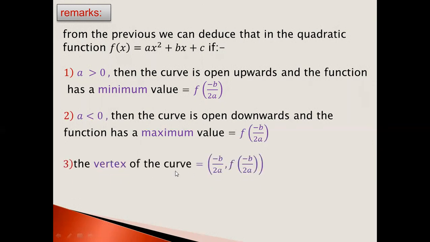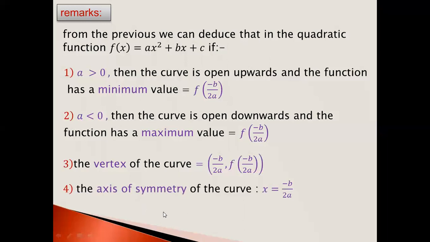And the vertex point, we can find it without using the graph, but using this rule. The first projection, negative b over 2a, and the second projection, f of negative b over 2a. And as we said before, in general, we can take the minimum value of the function from the vertex point. It represents the second projection. This is the second projection of the vertex point of the curve. It represents the maximum or minimum value.